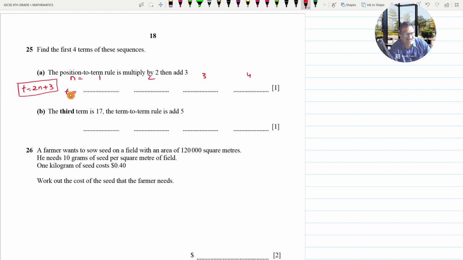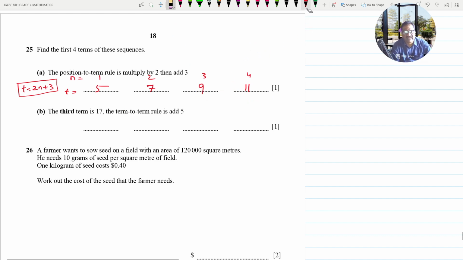So for t corresponding to 1, 2 into 1 is 2 plus 3, so this will be 5. Then for 2, it will be 2 times 2 is 4 plus 3, 7. For 3, it will be 3 times 2 is 6, 6 plus 3, 9. And for 4, it will be 4 times 2 is 8, 8 plus 3, 11. So this is your sequence: 5, 7, 9, and 11. So that's the answer.